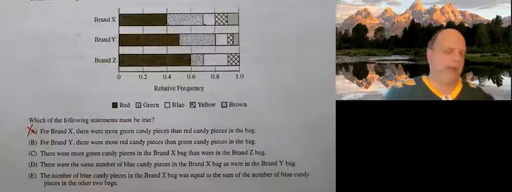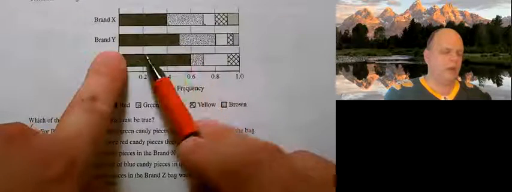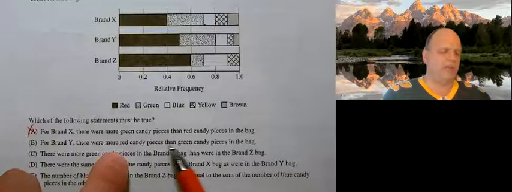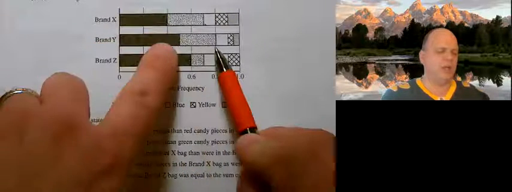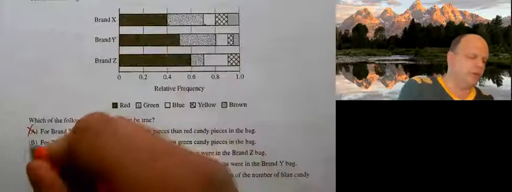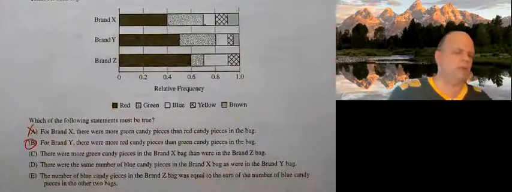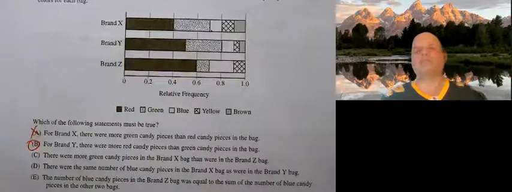For brand Y, there are more red candies than there are green pieces. And I look at this, it is more than 2, and this is less than 2. This is a true statement. B is my answer to number 27.